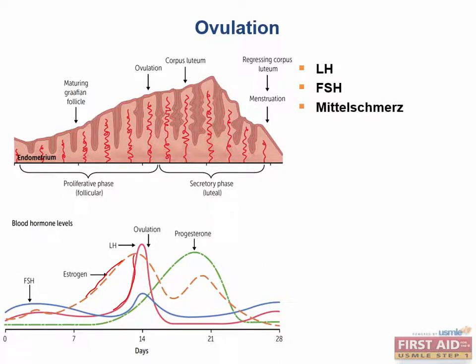So one benign condition that can occur at this point in time is referred to as Mittelschmerz, which is German for middle pain. Do you know when this occurs? Mittelschmerz can occur when the blood release from the ruptured follicle irritates the peritoneum. And what other disease does this pattern of pain mimic? It causes pain resembling appendicitis.